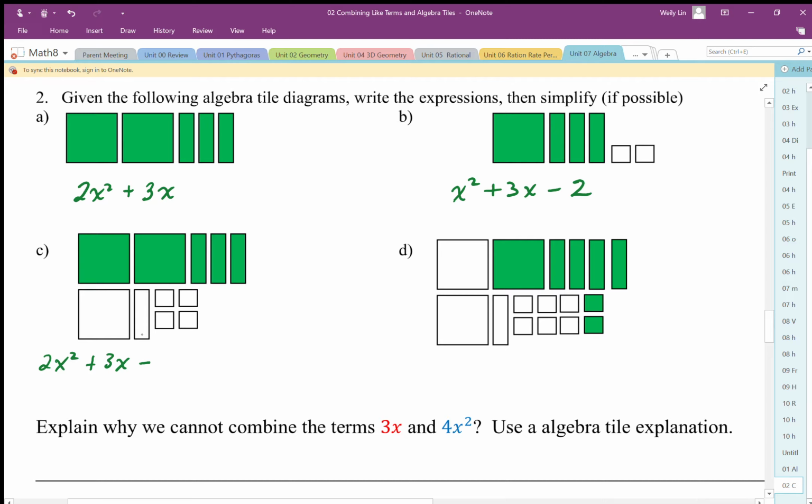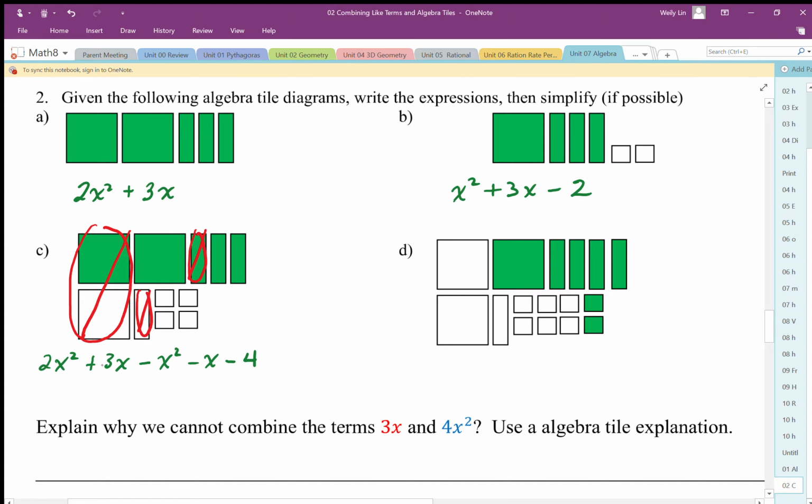And below we have, we're taking away, a minus x squared tile. We have a minus x tile, so that rectangle is x. This big square is x squared. And these little ones are just ones. So we're just going to minus 4 ones. Because there are some like terms here, we can group them together. And those are zero pairs. Those cancel out. One negative and one positive will cancel out. One negative here, one positive here will cancel out.